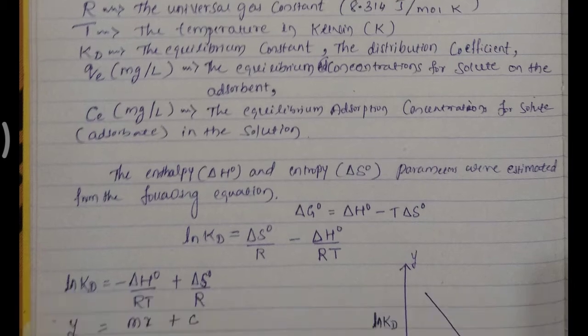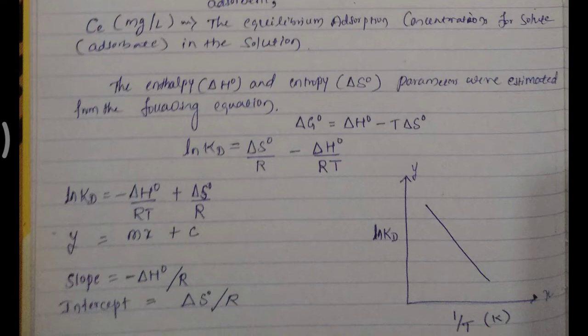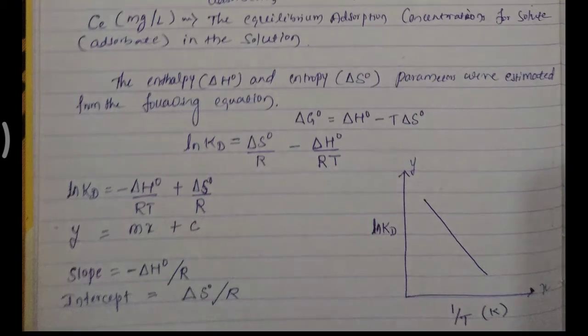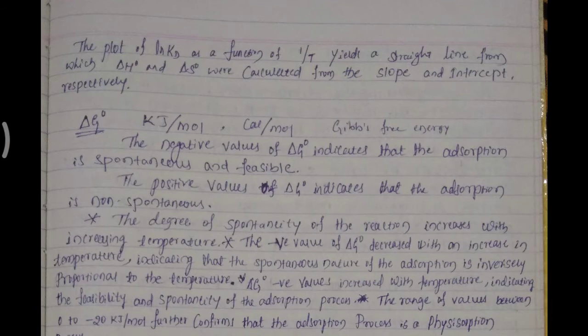solution. The enthalpy delta H naught and entropy delta S naught parameters were estimated from the following equation: delta G naught equals delta H naught minus T delta S naught. So you can write ln Kd equals delta S naught divided by R minus delta H naught by RT. We can draw a graph of ln Kd versus 1 by T, from which we can find the slope and intercept. Slope is minus delta H naught by R and intercept is delta S naught by R. The plot of ln Kd as a function of 1 by T yields a straight line from which delta H naught and delta S naught were calculated from the slope and intercept respectively.